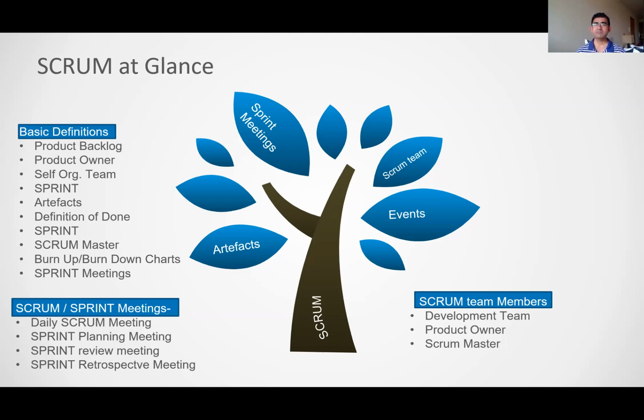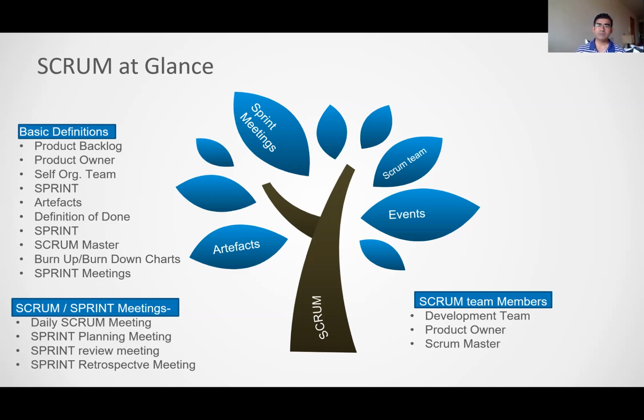Sprint is again a small iteration, could be of 2 weeks or 3 weeks, and it is a very time boxed iteration in which we have a particular sprint backlog, and we have to deliver that backlog in that time boxed manner.